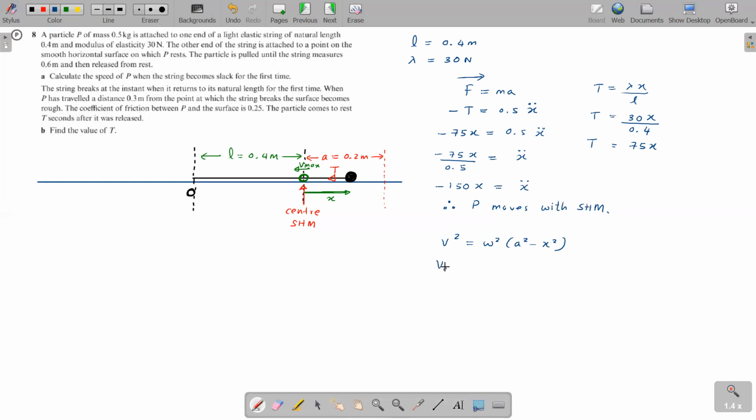So at the maximum speed, Vmax, omega squared is 150. So the amplitude is 0.2 squared, minus x, which is 0. Okay, so how much is it? 150 times 0.2 squared gives me 6. So v equals root 6 meters per second. This is the Vmax. So this is the speed when the string becomes slack for the first time.